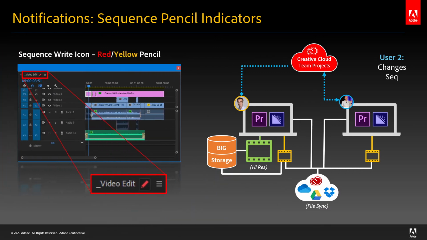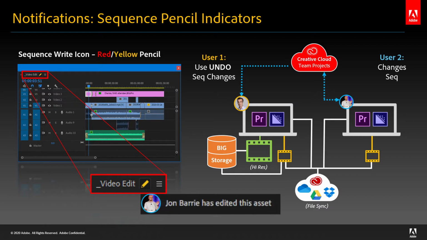If a user notices a yellow pencil turn red, they can use Undo to reverse the red status back to yellow, where they can avoid a conflict by duplicating the sequence, leaving the other user to continue working without a red notification showing up for them.